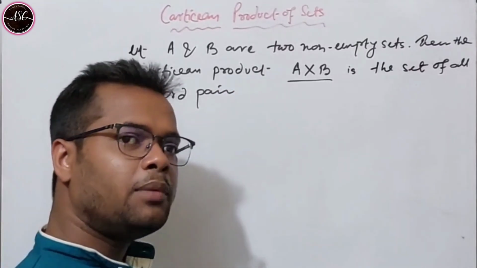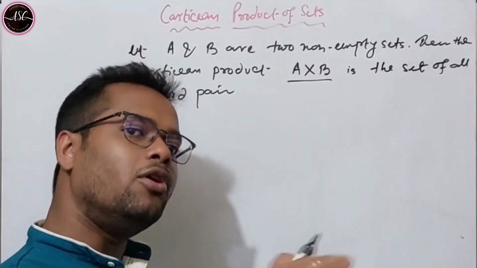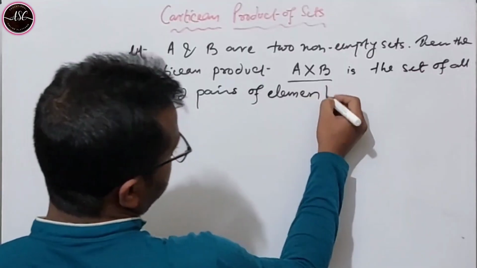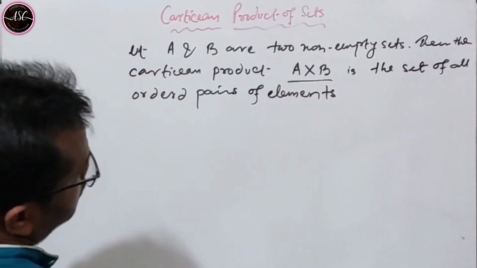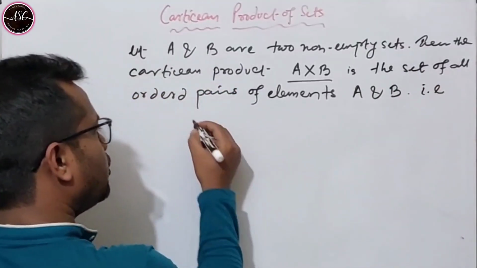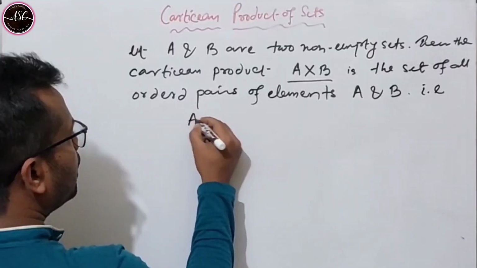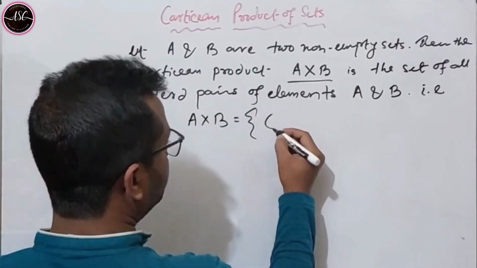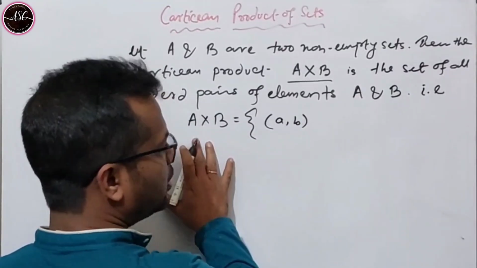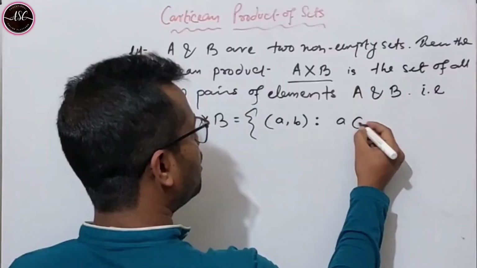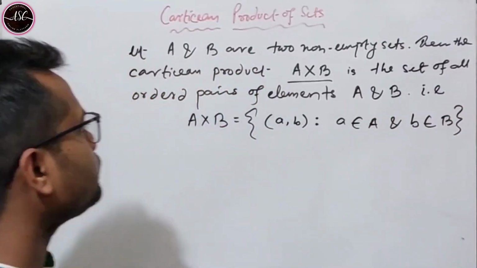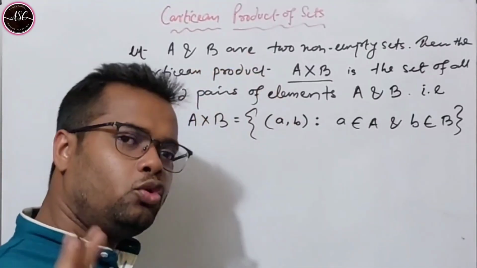Ordered pair means the pair which are in order. Ordered pairs of elements A and B, that is in roster form, A cross B equal to the set of (a, b) such that a belongs to A and b belongs to B. A and B are two non-empty sets.